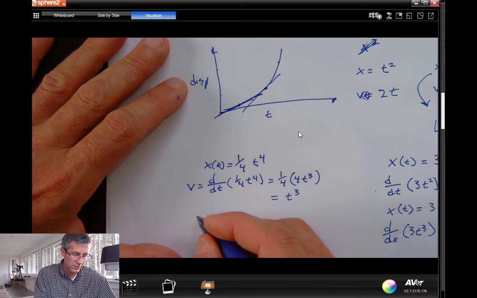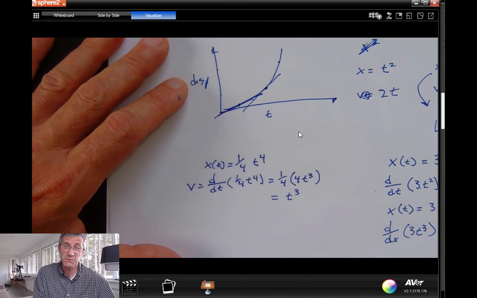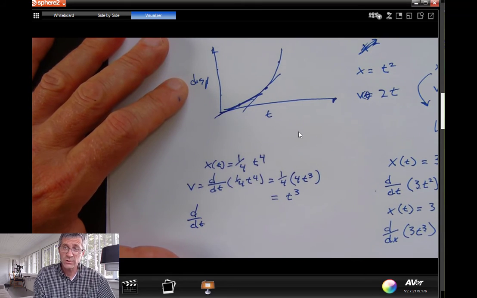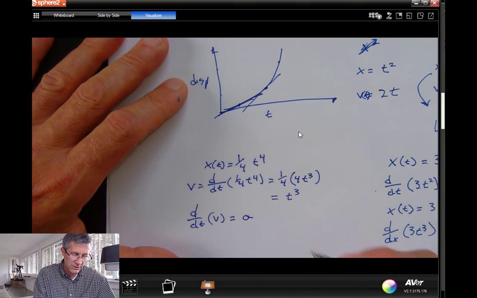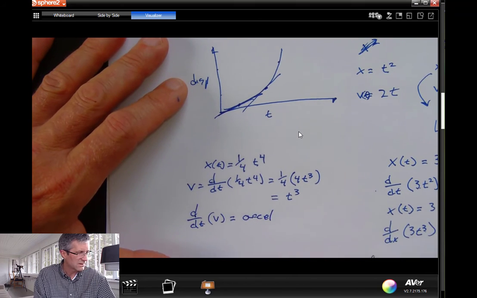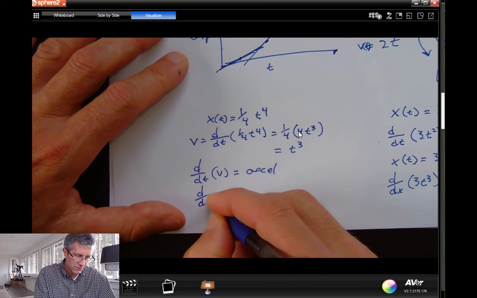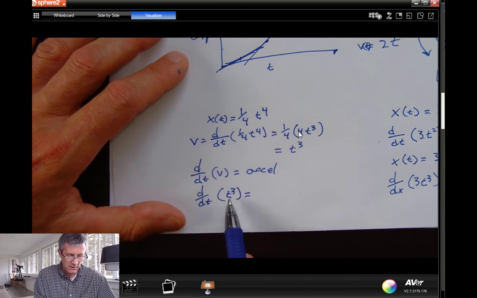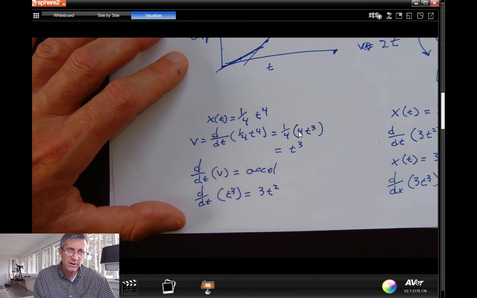And we're going to go one further. The rate of change of velocity gives me acceleration. So I can take the derivative to see what the instantaneous rate of change of velocity is, and this is going to tell me acceleration. So the rate of change with respect to time of t cubed: I'm going to multiply by the original exponent and then subtract 1 to get my new exponent. I'm going to have 3t squared.